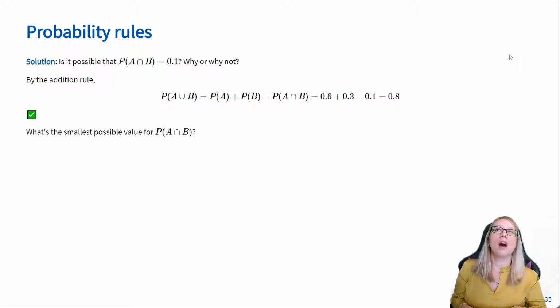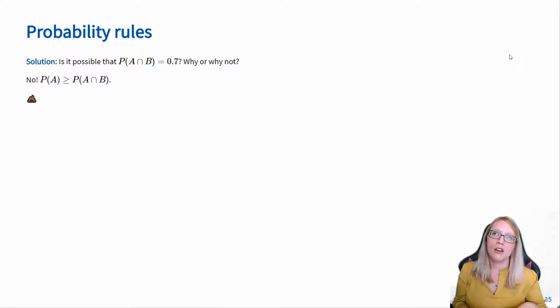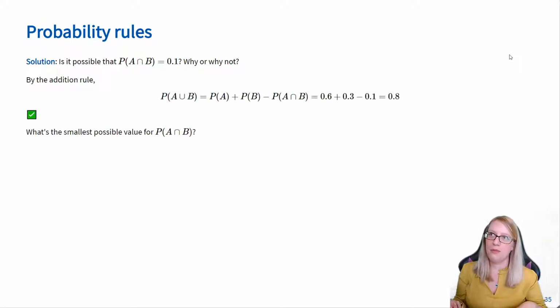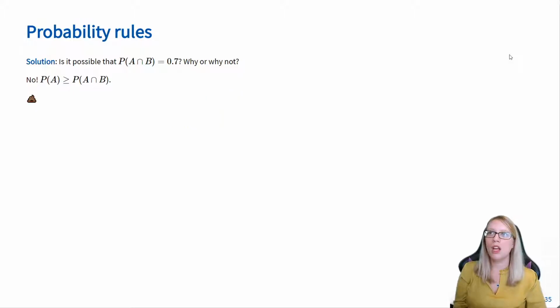What would be the smallest possible value for A intersect B? Well, probabilities are capped at 0. So the smallest this could possibly be is 0. Is it possible that A intersect B is 0.7? No. There are a few ways you can show this. You can plug it into the addition rule. You'll get a non-allowable value for the probability of A union B.